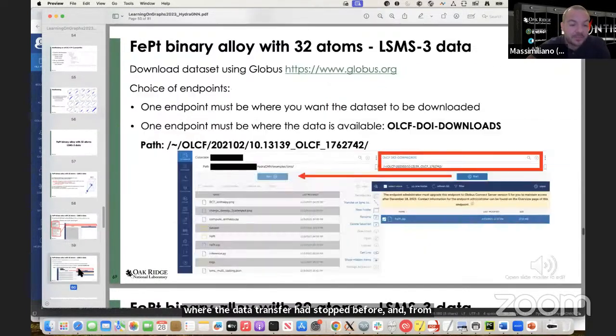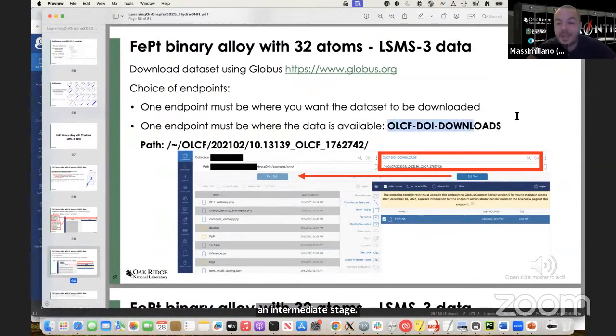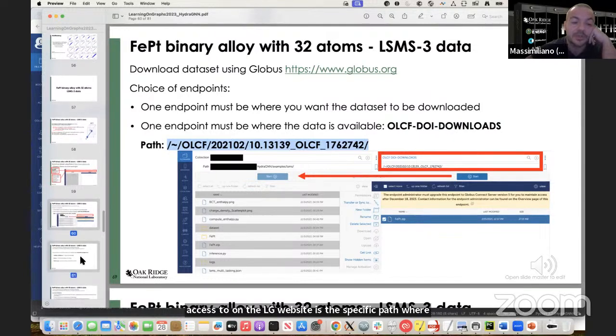So essentially, this is the name of the endpoint where the DFT data for this example can be found. And assuming that the OLCF data constellation will be back up and working in a week or two, the path provided in the slides that you also have access to on the website is the specific path where you find the data set for downloading.